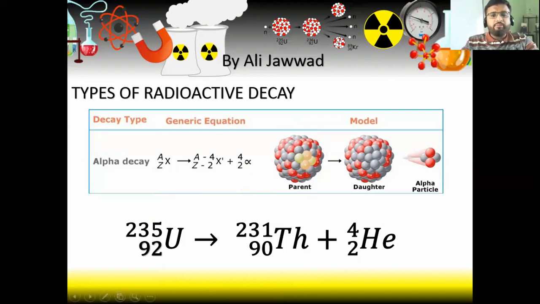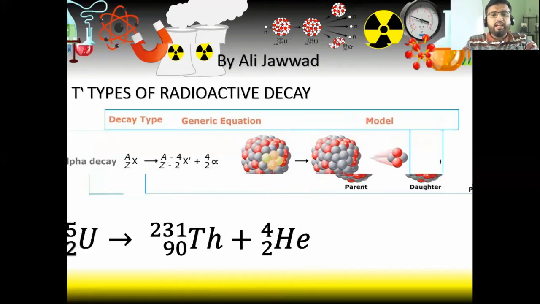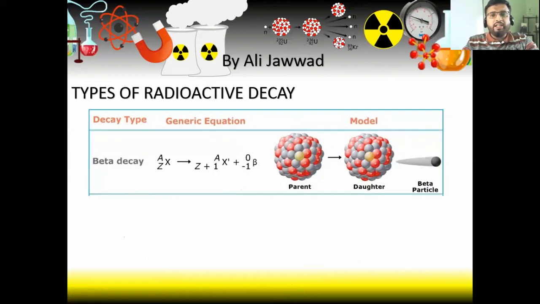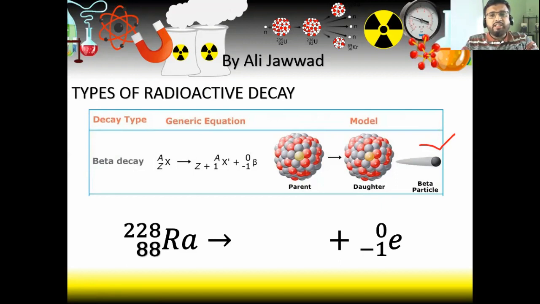Similarly, for beta decay, if the element is undergoing beta decay, a particle which is equal to an electron is ejected out of the nucleus. Let us see how to write its equation. So for example, radium has 88 protons in it and 228 is its atomic mass. So when a beta particle is emitted, it means a negative charge is getting out of the nucleus.